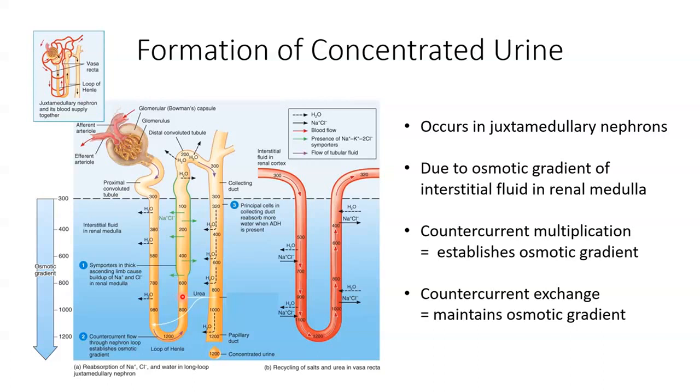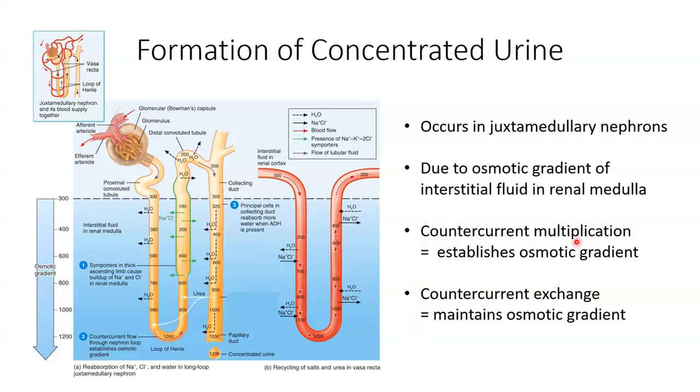So countercurrent flow simply refers to the flow of fluid in opposite directions. So for example, here we have fluid filtrate going down here and then filtrate going up. So it's going in opposite directions. Same with our vasa recta, we have blood going down and then blood going up. So countercurrent flow. Now there are two types of countercurrent mechanisms that exist in the kidneys. These are countercurrent multiplication and countercurrent exchange.